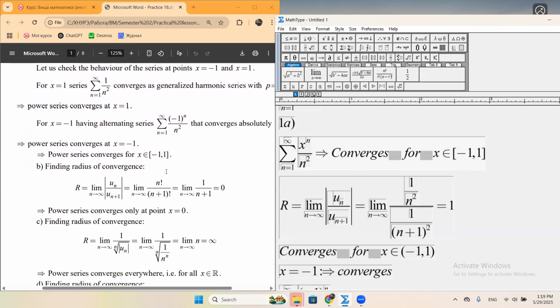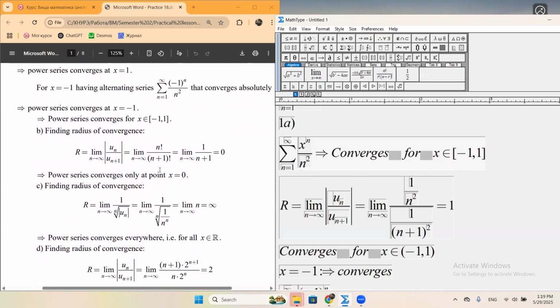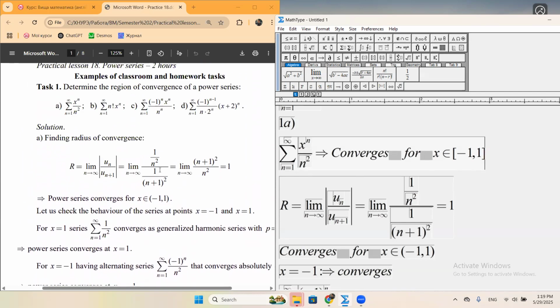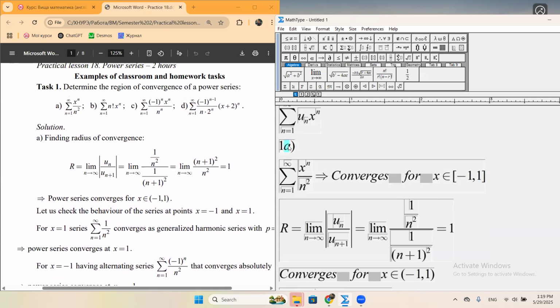Any questions about this exercise? Okay, no questions.